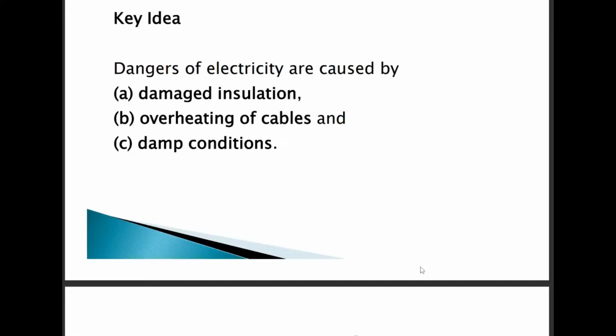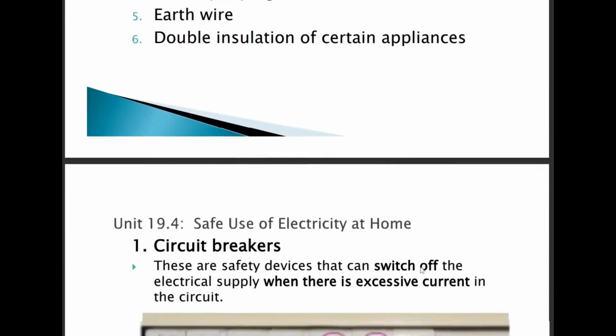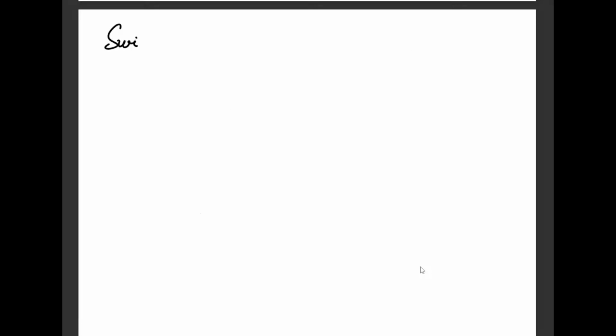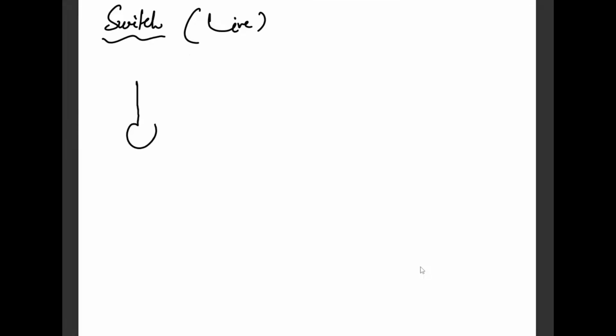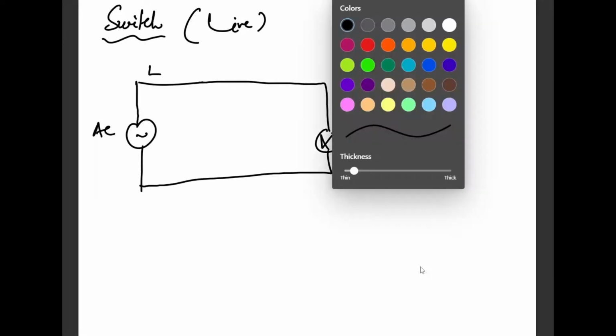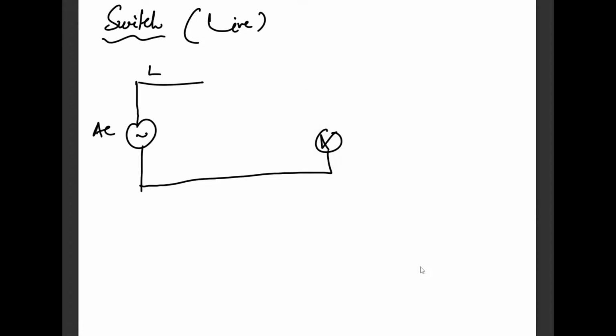Now we have the installation of circuit breakers and fuses done. Now we move to the correct placement of the switch. The simple switch that we have in the walls should also be placed in the live wire. The reason is the same: if this is the AC supply and this is the live wire, and this is the appliance, what we want the switch, circuit breaker, or even the fuse to do is a complete disconnection from the live wire.